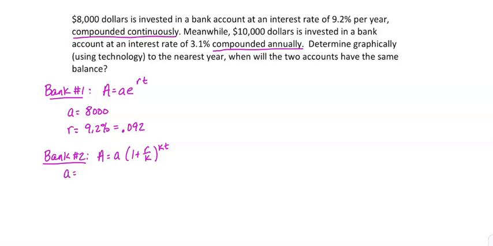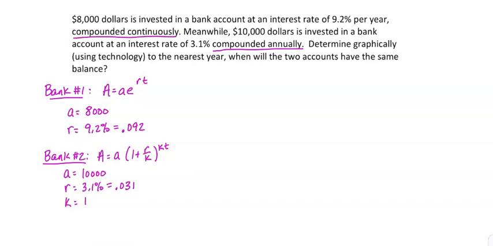So here A is equal to $10,000. r is 3.1%, so as a decimal, 0.031. And since we're compounding annually, our k is just equal to 1. So we want to know when the amount in bank number 1 is equal to the amount in bank number 2. So bank number 2 is starting with a higher amount, but it's at a lower interest rate.